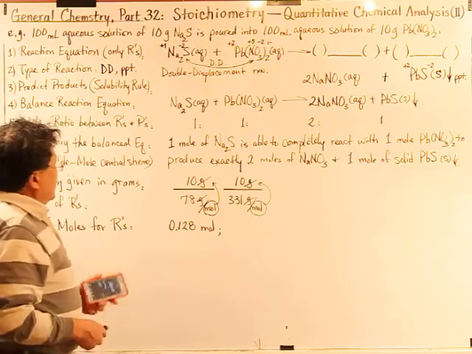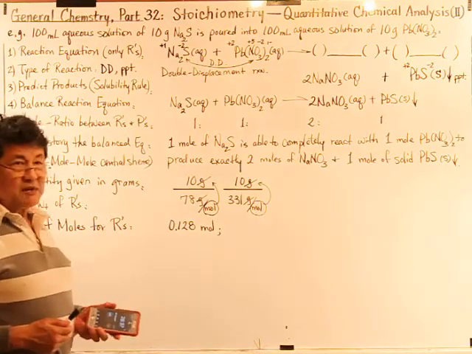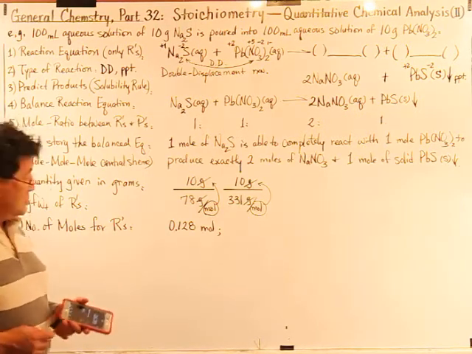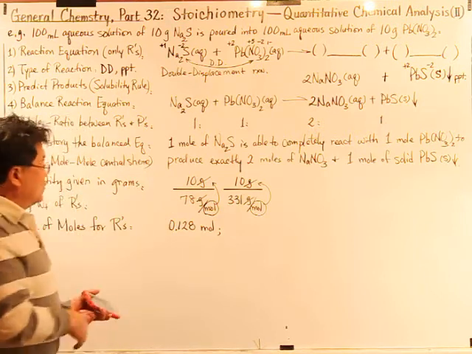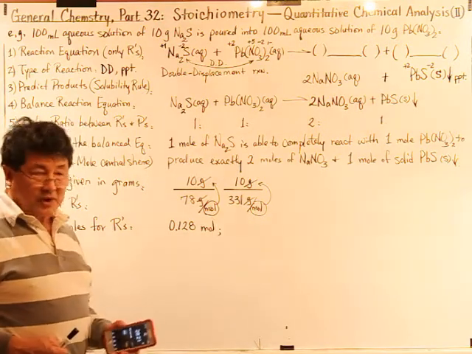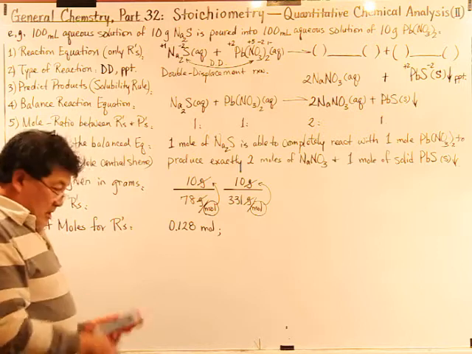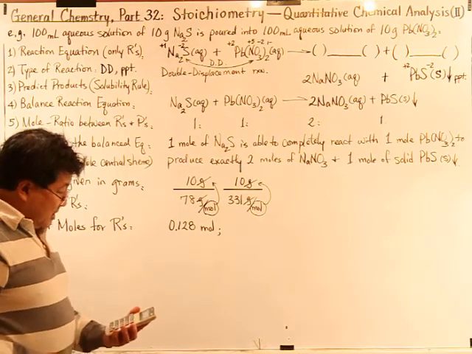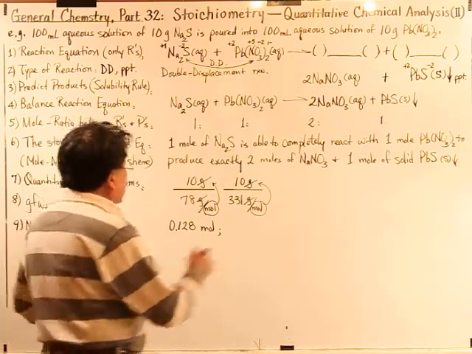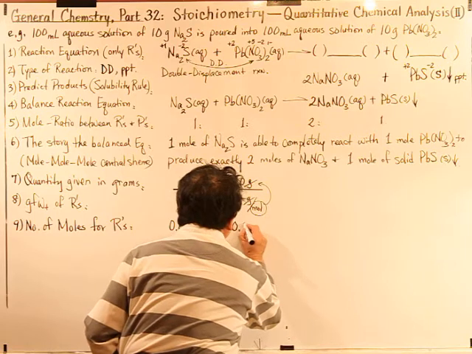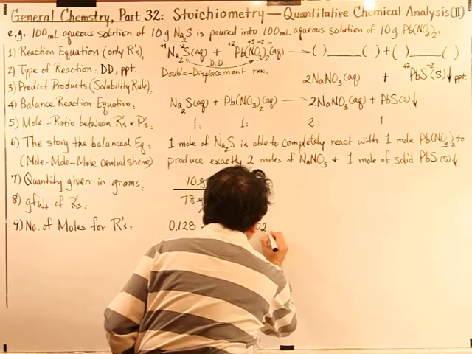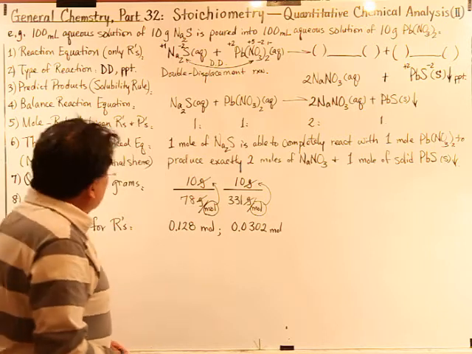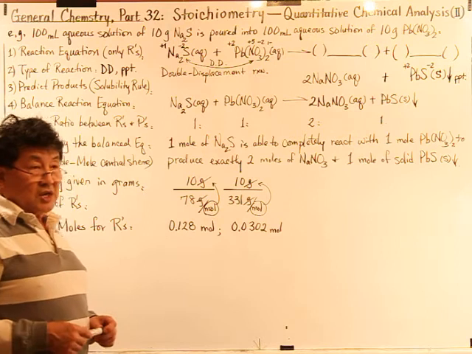So here, 10 grams divided by 78 grams per mole for sodium sulfide gives you 0.128 moles of Na2S. Now the 10 grams of lead nitrate, the gram formula weight is 331 grams per mole. Lead is heavy, right? So 10 divided by 331 gives you 0.0302. So it is only 0.0302 mole.